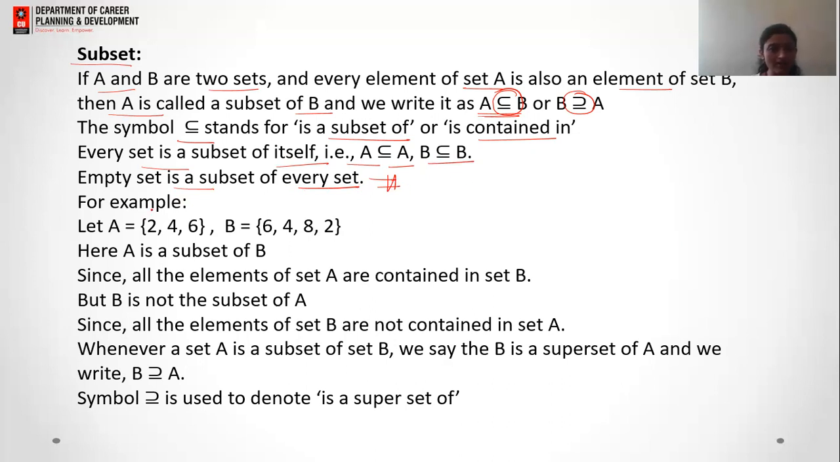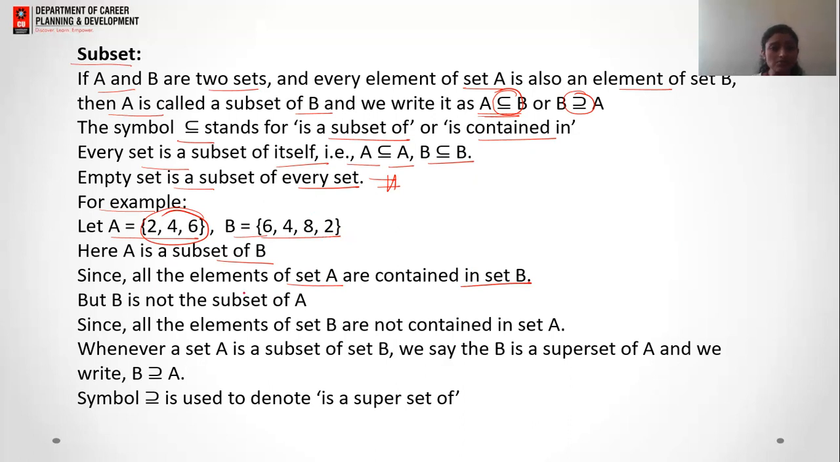So let's take an example. Let the elements in set A be 2, 4, 6, and the elements in set B be 6, 4, 8, and 2. Here A is the subset of B because all the elements of set A are contained in set B.